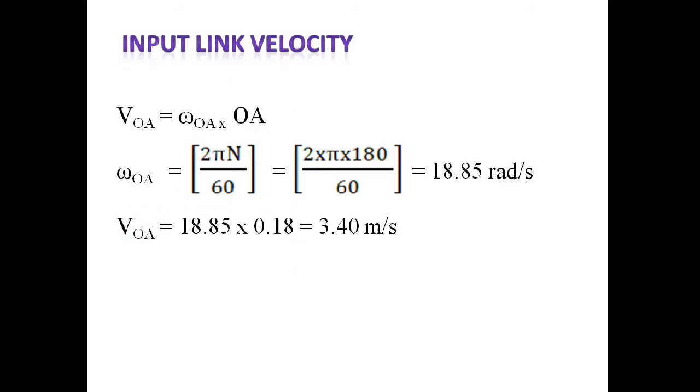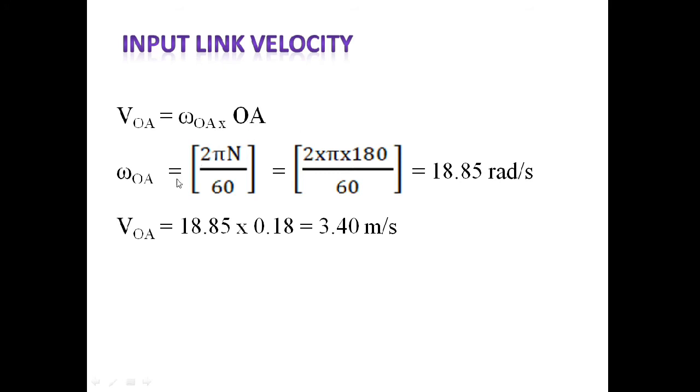So before drawing the velocity diagram, we should know the input link velocity. They give either angular velocity or RPM. In this problem, they have given the speed. So for the input link velocity, the formula is omega of OA into OA. Omega is the angular velocity of the input link. OA is the length of the link.